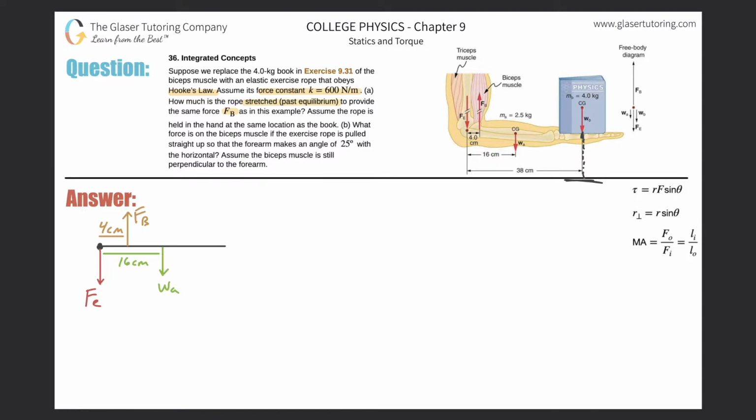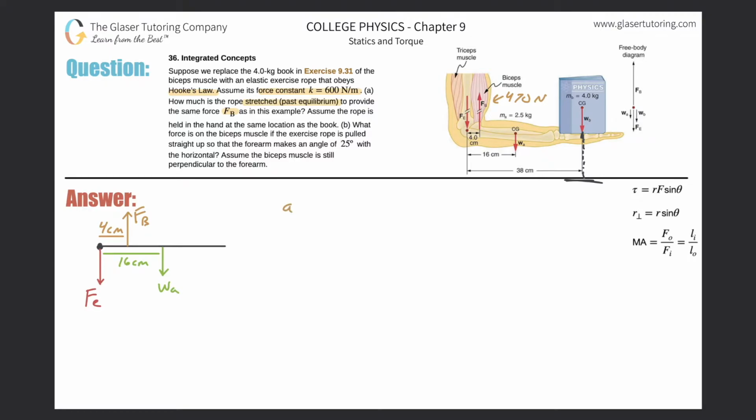Now, we do know what F sub B is from exercise 9.31. So I'll write it up here. F sub B originally was about 470 newtons. So basically they're saying how much is this elastic rope stretched past equilibrium if a force of 470 newtons is applied to this rope and its force constant is 600 newtons per meter.